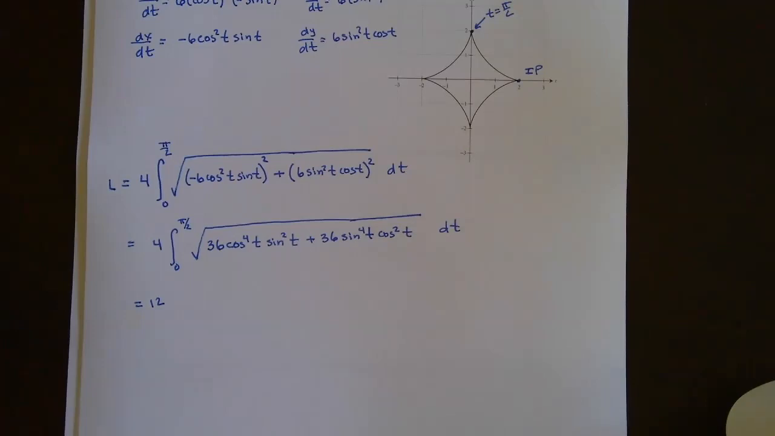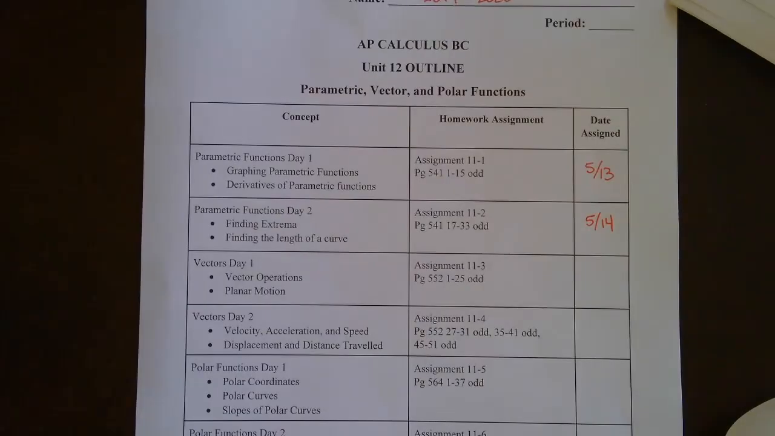Let me get the assignment sheet, and okay, so today what I want you to do is, it's assignment 11-2, actually 12-2, okay? It's okay if you write 11-2. It's page 541, and then 17 through 33 odd, okay? I'd like you to do those, okay? And then tomorrow we're going to start with vectors. So that's it for parametric functions, okay? And then we have 2 days on vectors, and then 2 days on polar functions, okay?